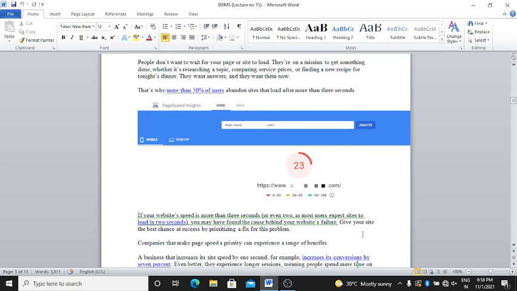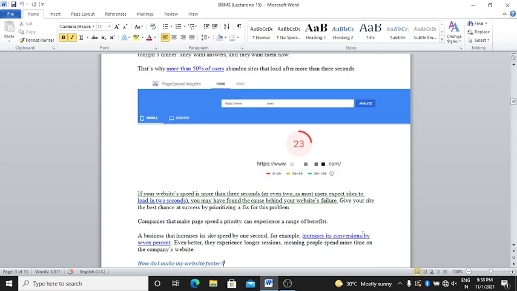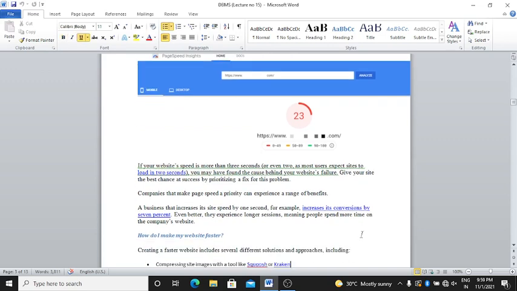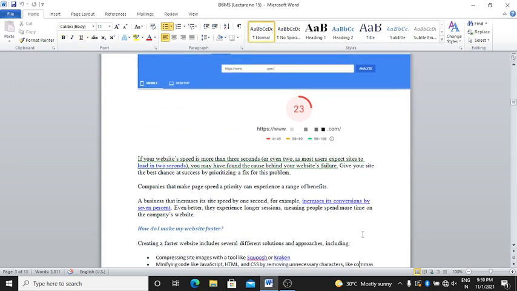If your website speed is more than 3 seconds or even 2 seconds, and most users expect a site to load in 2 seconds, you may have found the cause behind your website failure. Give your site the best chance at success by prioritizing a fix for the problem. Companies that make page speed a priority can experience a range of benefits.